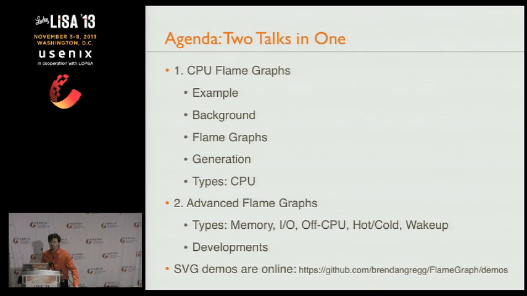This talk is really 2 talks in one. The first is on CPU flame graphs, which are really popular, and I'll explain how they work. And the second is on advanced flame graphs. So memory, I/O, off-CPU, hot/cold flame graphs, wakeup flame graphs, and a new one that I got working at about 4:30 a.m. this morning. And then developments that are happening in the world of flame graphs.